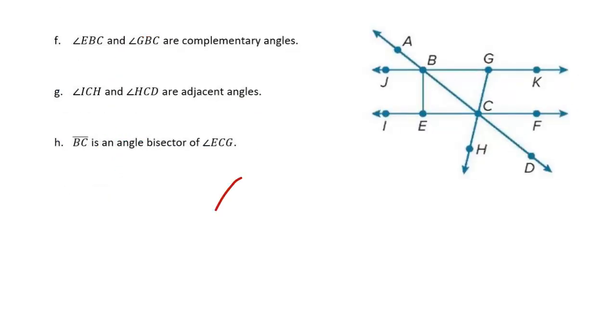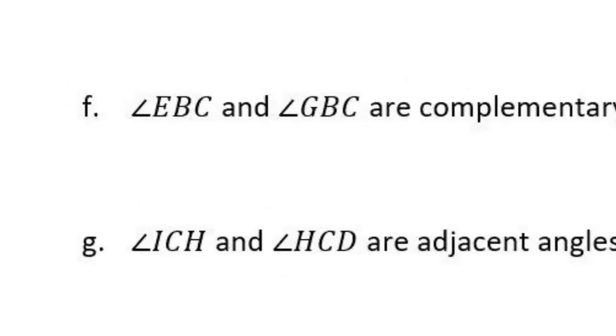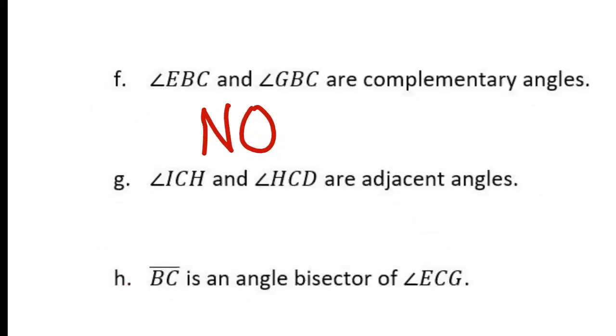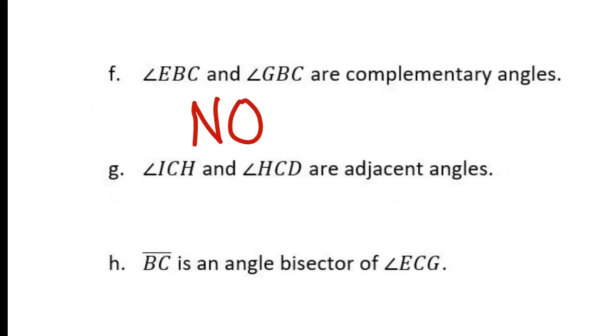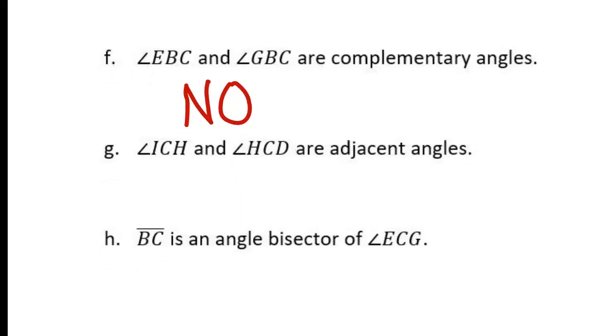F. Angle EBC and angle GBC are complementary angles. Am I allowed to assume that? I am not. That would be the same as assuming things are perpendicular. Assuming that they are complementary means I am assuming I know it is a right angle, and we're not allowed to do that. Angle ICH and angle HCD are adjacent angles. Yes, I am allowed to assume that.